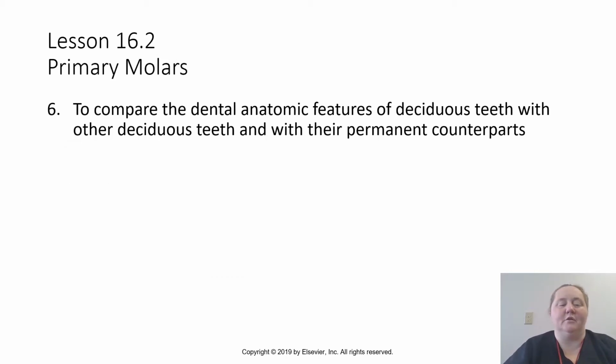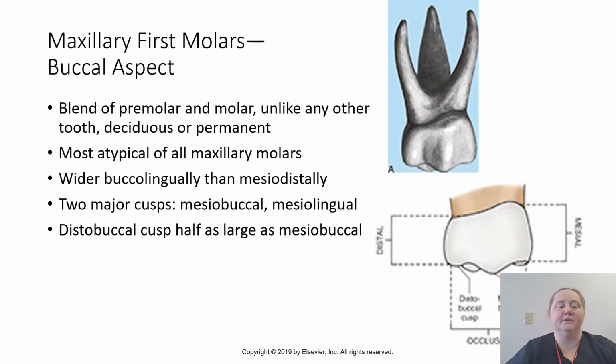All right, so let's go to 16.2, primary molars. And our objective here is to compare the dental anatomy features of the deciduous teeth with other deciduous teeth and with their permanent counterparts. Maxillary first molar, our buccal aspect. It's a blend of a premolar and a molar.